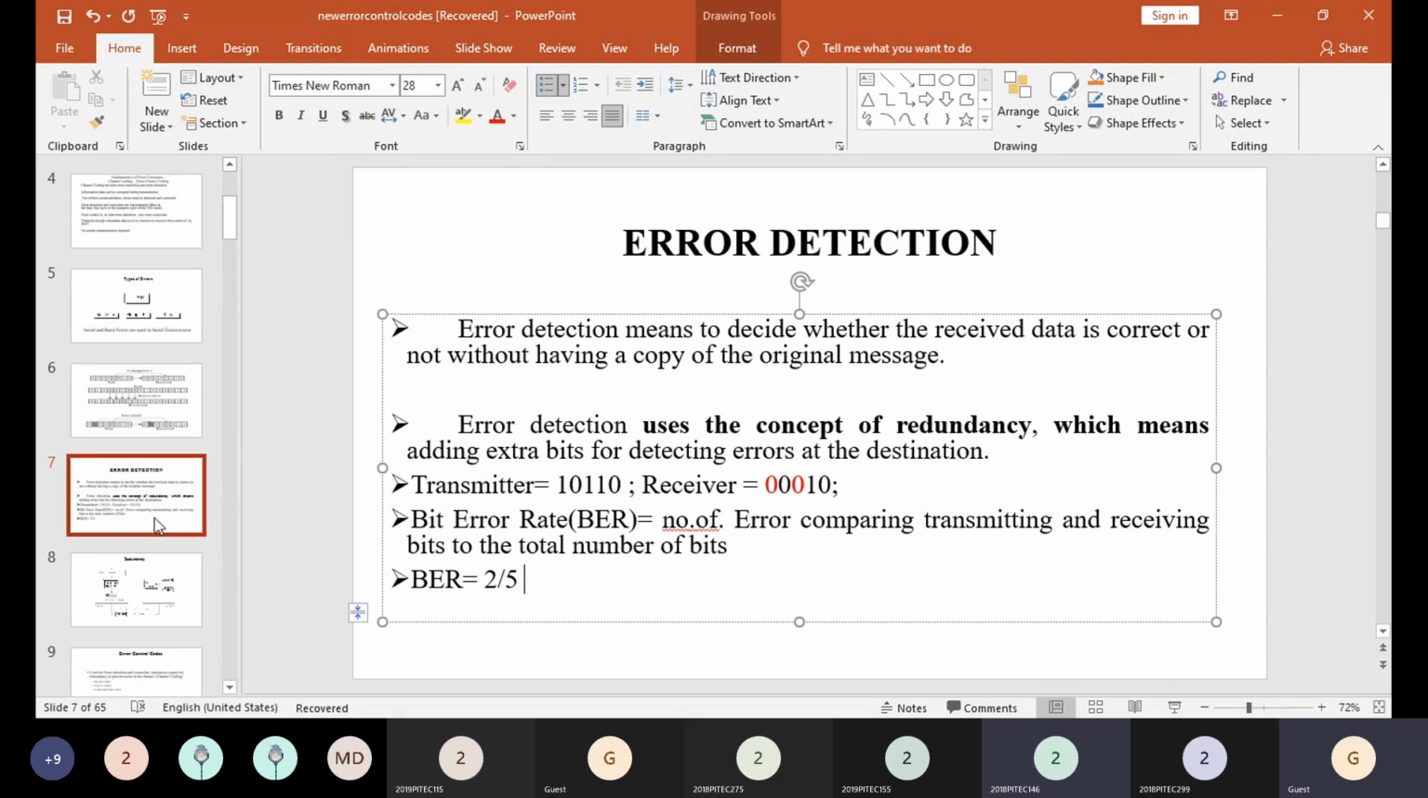Likewise, you can also calculate the probability of error. But anyway, to detect errors, you should be in a position to detect errors in a group of bits. So as we'll be seeing, error control coding, the types of error control coding.